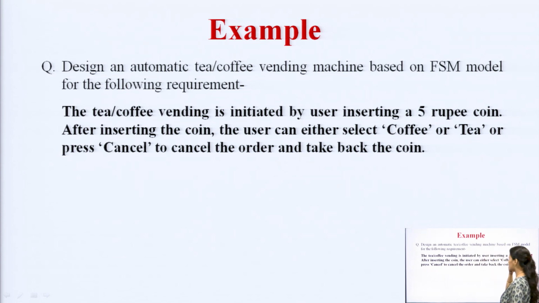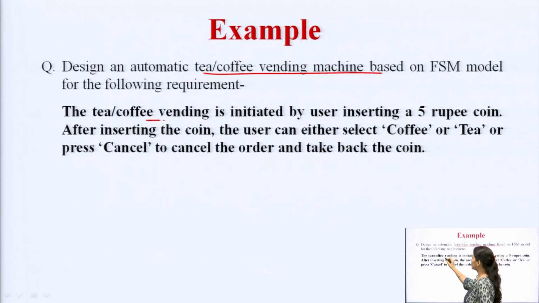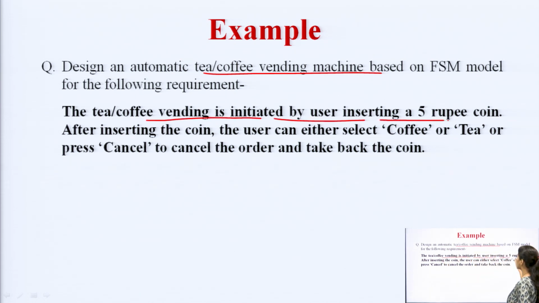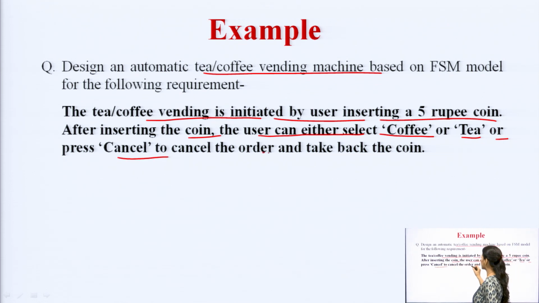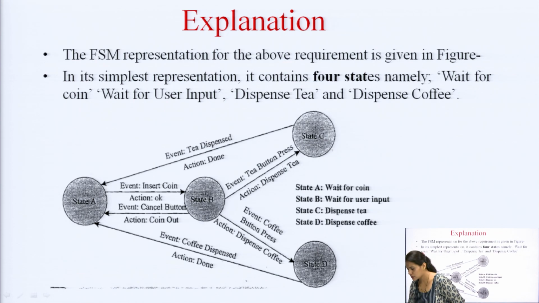Now, let us see another example. We are designing an automatic tea or coffee vending machine, which will give tea or coffee based on the insertion of a coin in the machine. The vending machine is initiated by the user inserting a 5 rupee coin. After inserting the coin, the user can either select coffee or tea, or press cancel to cancel the order and take back the coin. So, we have to again recognize the states.